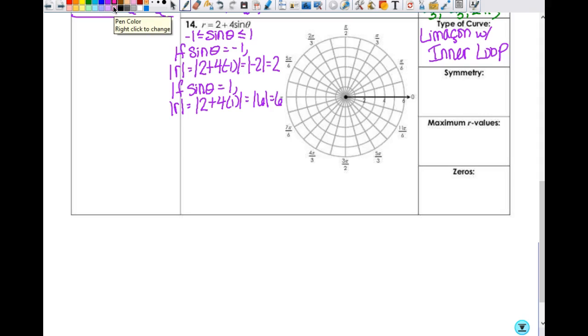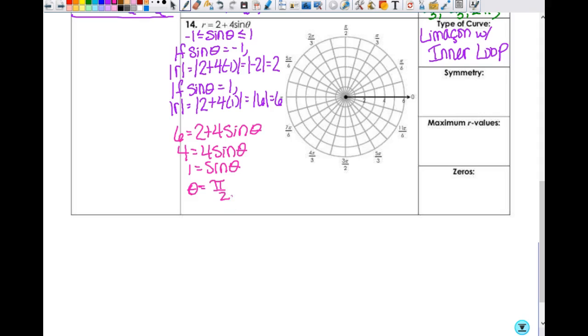And I'm going to have to find my theta. So 6 equals 2 plus 4 sine theta. I'm just going to solve that. So I get 4 equals 4 sine theta, 1 equals sine theta. So if the sine of theta equals 1, what's theta? Pi halves. Okay, and there's just one of them. So I have an absolute value of r equal to 6 at theta equals pi halves.